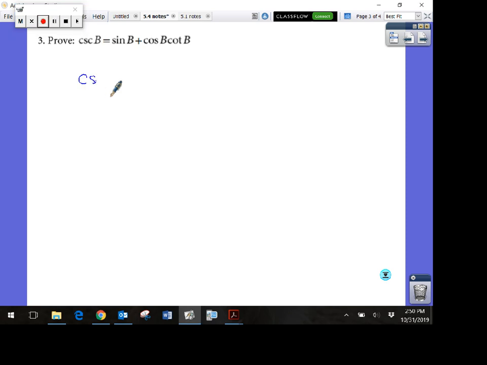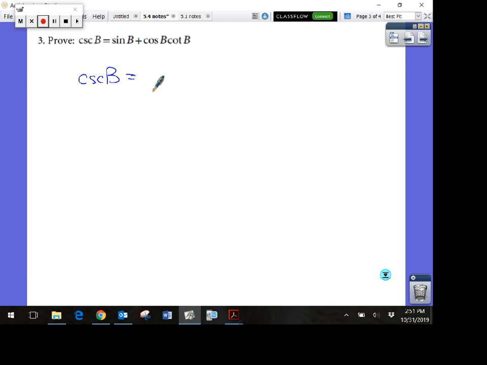So I know I'm cosecant B. Remember, you can write your little arrow. Cosecant B is not that bad, so I'm going to write cosecant B versus putting the arrow all the way down. All right, so when I look at that, I see two terms. So my first thought is going to be, well, is there a GCF in those terms? Sine, cosine, and cotangent. There's not.